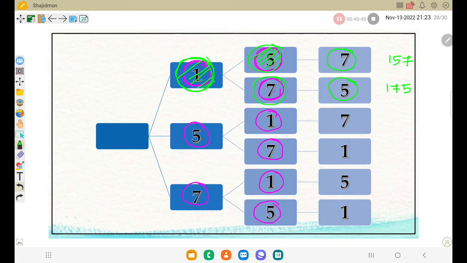Because if you write 1 here and then 5, and 1 and 5 are written, again these numbers we cannot repeat. So only one option. What is that option? 7. Now if we write 1 first, then 7, and 1 and 7 are written, the third option is only 5. That is 175.